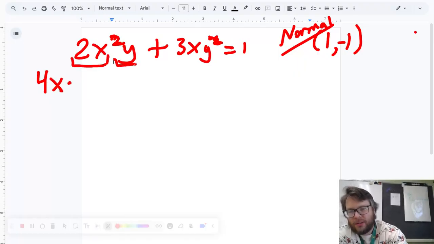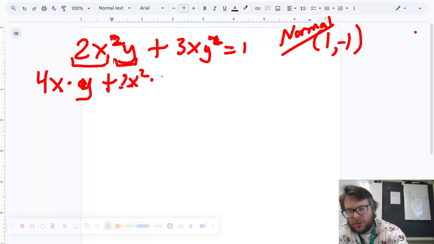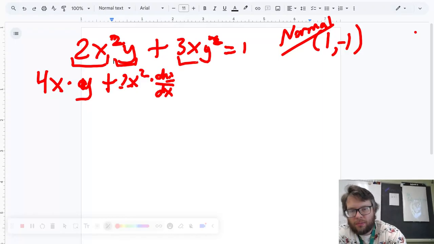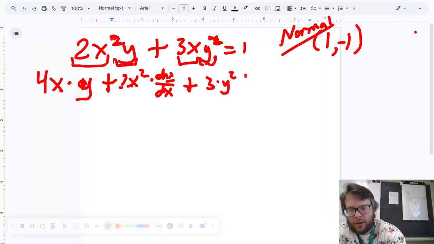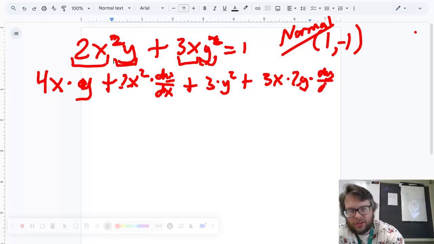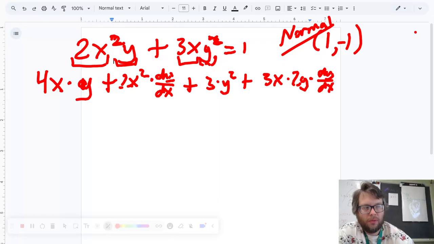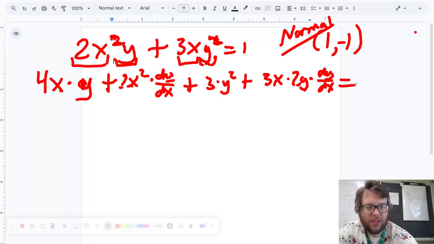f prime g, so 4x times y, plus f times g prime, dy over dx. Then I have another product rule, f prime times g, so 3 times y squared, plus f times g prime, 2y times dy dx. The reason it's not just 2y is because y is not your independent variable. y is actually a function of x. It's implied. That's why we call it implicit differentiation.